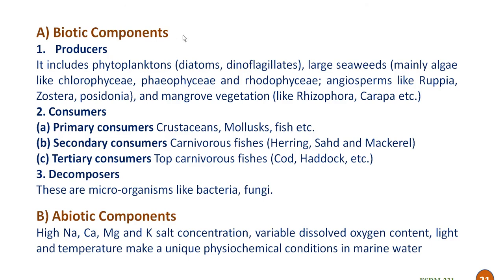Then what is the structure of this ecosystem? In the biotic component, the producers include phytoplanktons like diatoms and dinoflagellates, large seaweeds mainly algae like chlorophyceae, phaeophyceae, then rhodophyceae, angiosperms like Ruppia, Zostera and Posidonia, and mangrove vegetation like Rhizophora and Carapa, etc. These are the different producers present in the ocean.